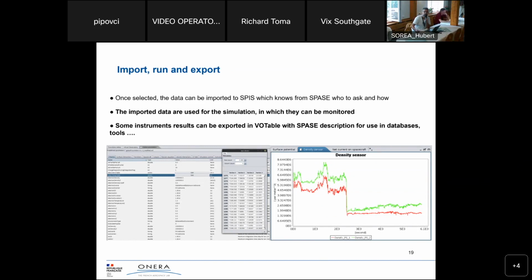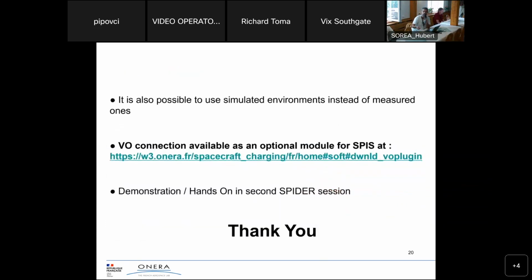And then you can export the results as a VO table, which incorporates the SPACE description for use in other databases and tools such as AMDA, for example. I won't show it here, but you can also use this user interface to import a simulated environment from the IMPEX project.